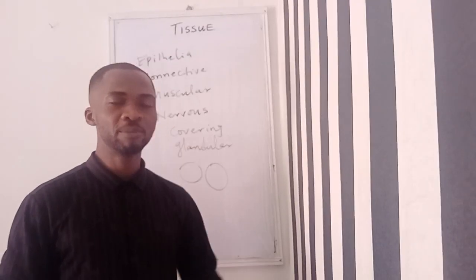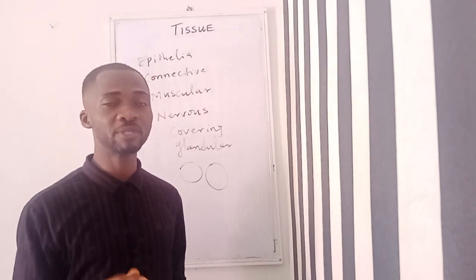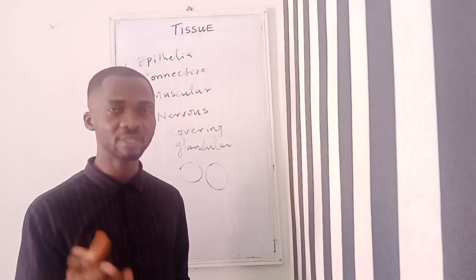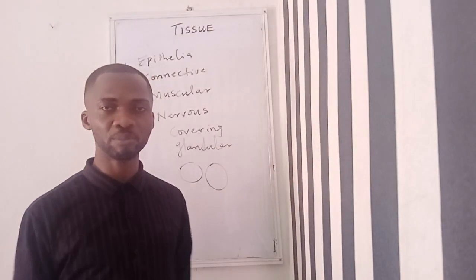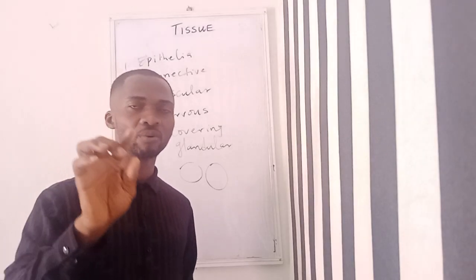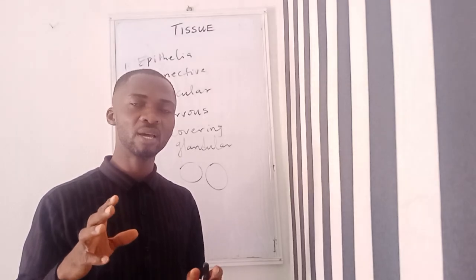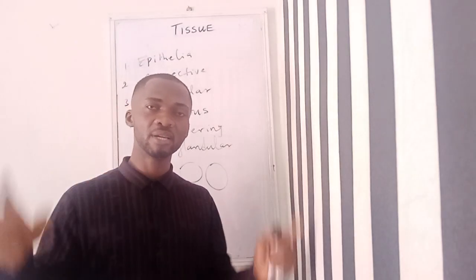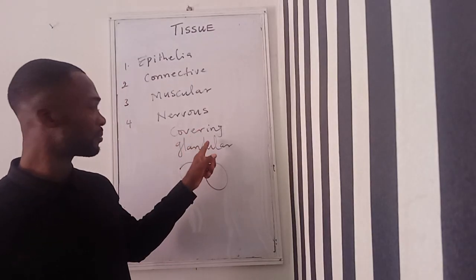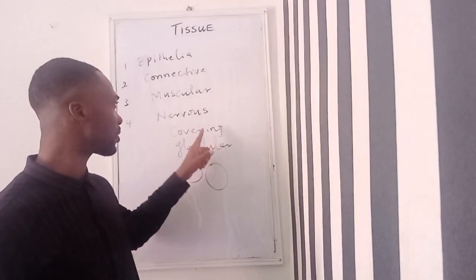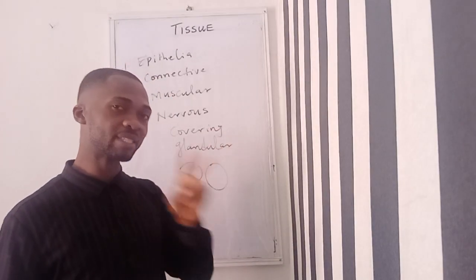When we talk about the covering epithelia, the primary function of the covering epithelia is protection, to protect the internal and external part of the body. Sorry, this is not classification. These are types. We have types of epithelial tissue. We have the covering and glandular. So covering epithelia and glandular epithelia are types of epithelial tissue.